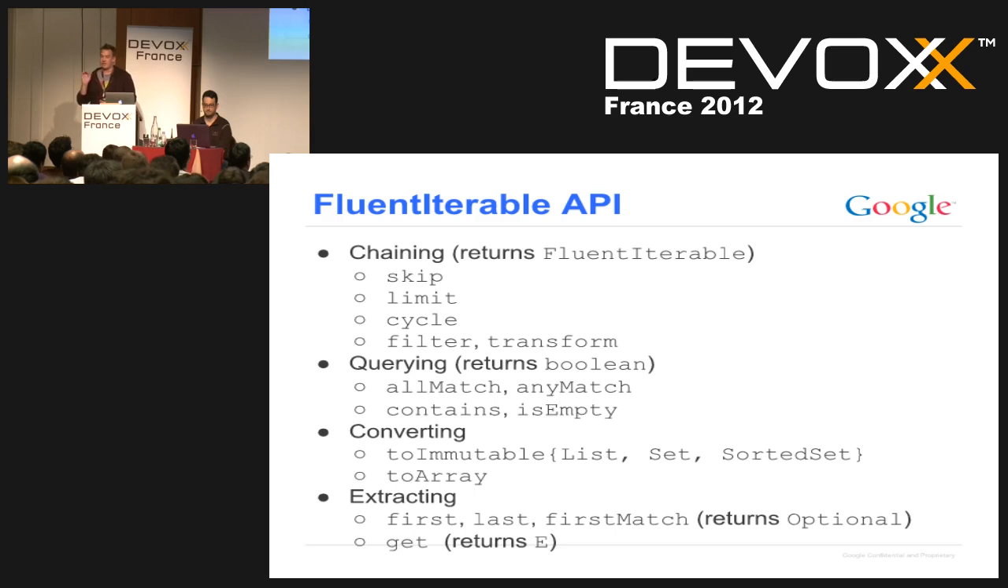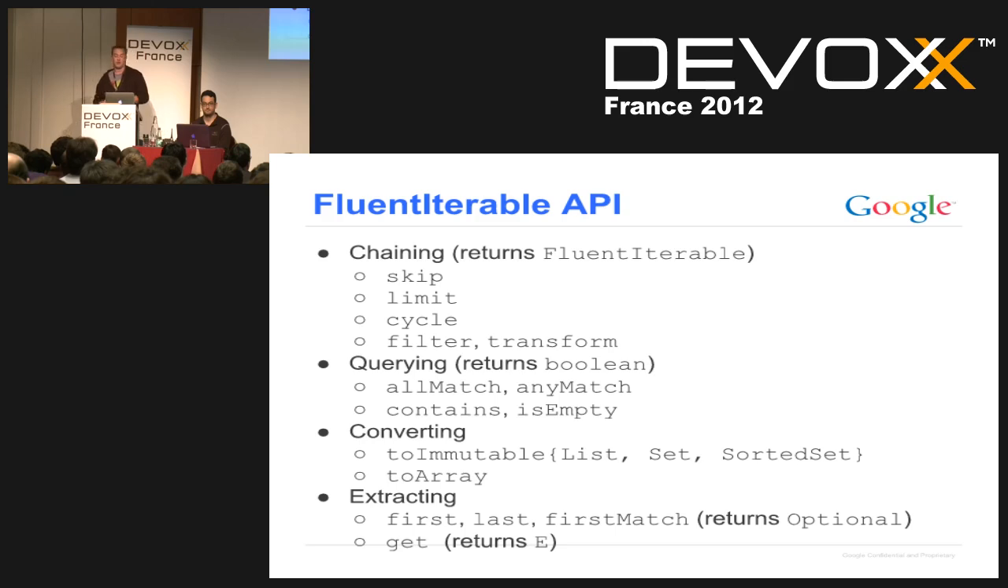Limit, you can say only give me the first 5 elements in this iterable or 10 or whatever you have. Cycle will basically keep cycling the iterable indefinitely. You can use this however you want. And then filter and transform, which we saw before. These will take a predicate and a function.